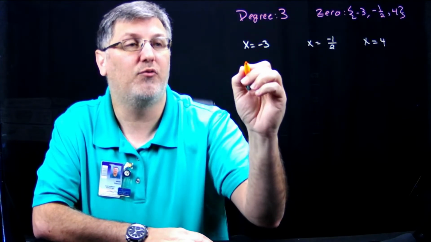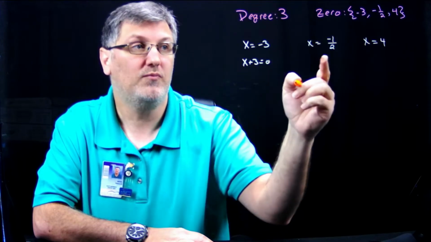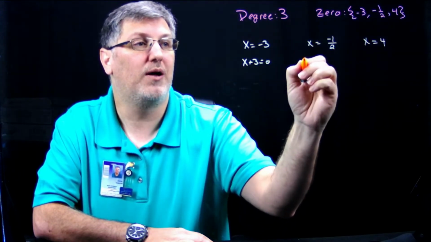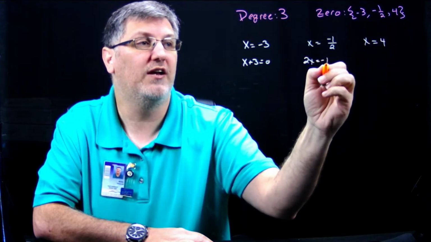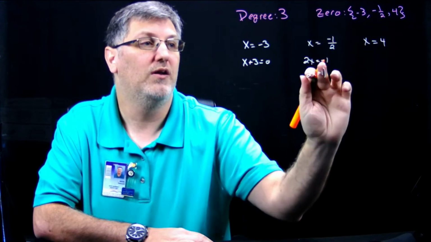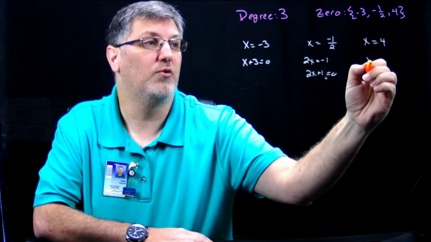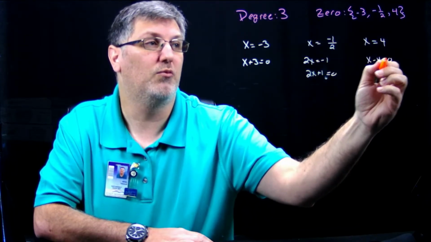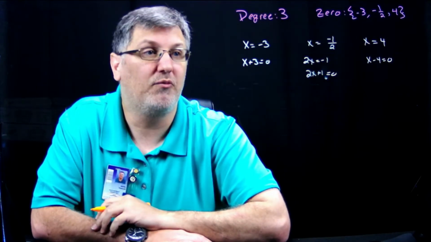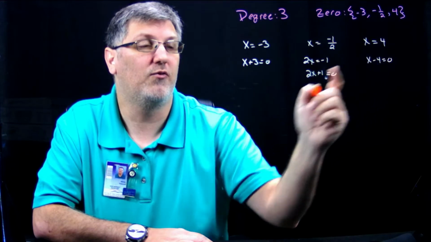I'm going to add 3 to both sides, so I have x plus 3 equals 0. Here I'm going to multiply by 2: 2x equals -1, and I add my 1, so I have 2x plus 1 equals 0. And here I subtract 4 from both sides, and I have x minus 4 equals 0. So now I have my 3 factors: x plus 3, 2x plus 1, and x minus 4.